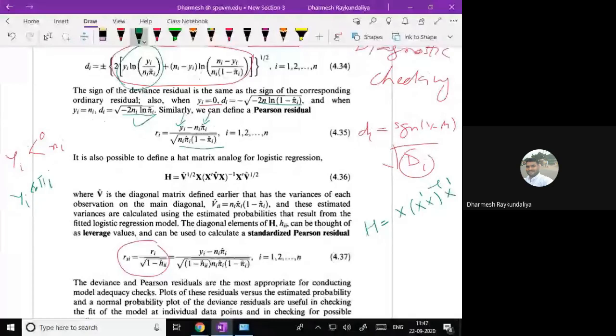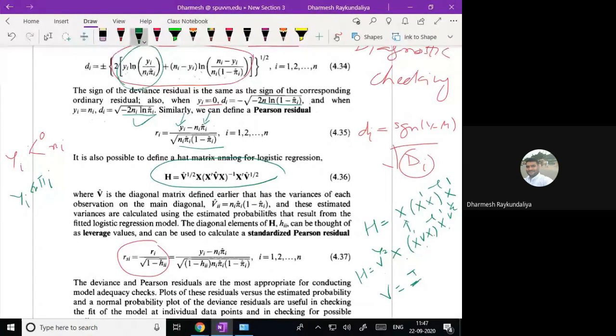But when weights are present in our data, then the hat matrix is defined in this way. So what is the form? It is V raised to half X (X dash V X) inverse X dash V raised to half. If you write V equal to identity, then it is X (X dash X) inverse X dash. So it is reduced to that if you write V equal to identity.